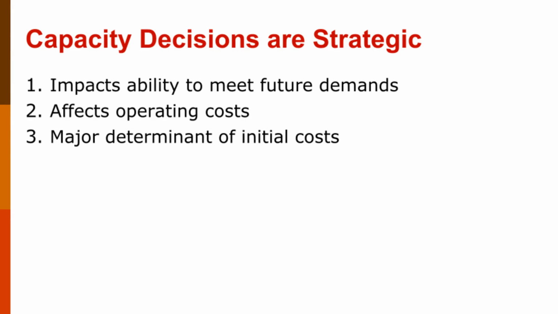3. The capacity decisions you make are a major determinant of the cost of adding that capacity in addition to future costs. That automated machine I mentioned earlier cost well over $1 million. That is an initial cost since the company had to pay it up front. The savings came later, once the machine was installed and operational.